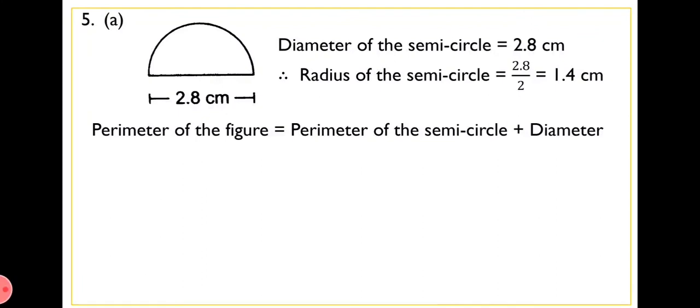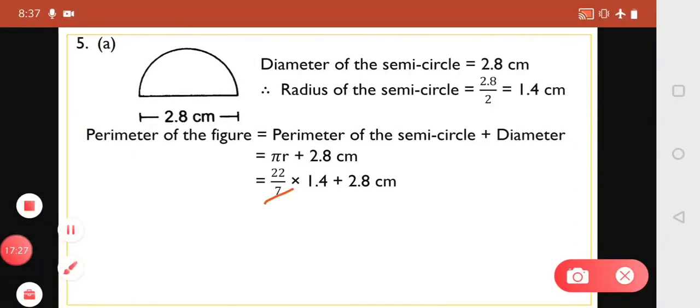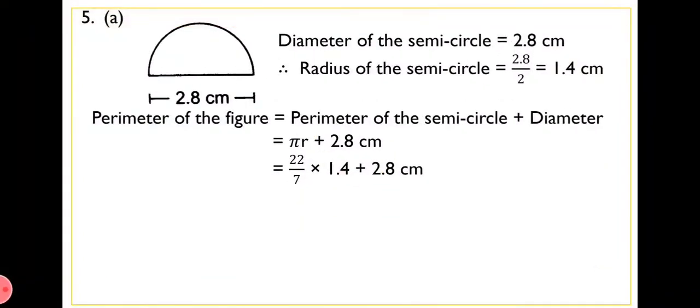We will add the semicircle's perimeter along with the diameter, that is equal to 22 upon 7 into 1.4 plus 2.8 centimeter. Now here you can see we can cut 7 and 14, 7 twos are 14, and 0.2. Now 22 into 0.2 is 4.4, so we will get 4.4 plus 2.8 centimeter, that is equal to 7.2 centimeter. So the perimeter of the figure A is 7.2 centimeter.